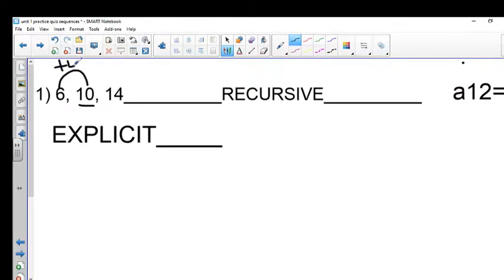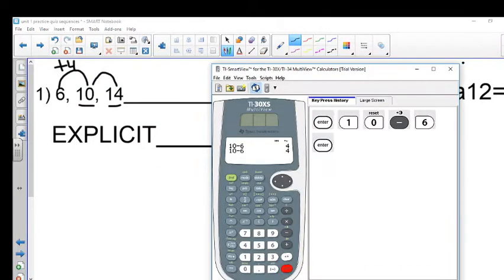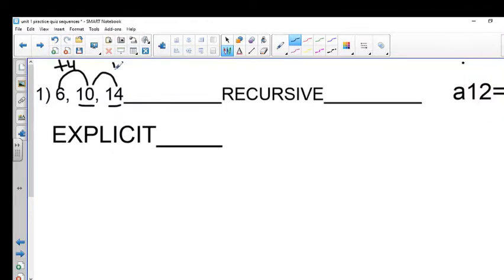Okay, but look, I don't need to stop there. I need to do the third number minus the second number and see if I got the same thing. So we do 14 minus 10. Okay, and I got a positive 4. So that tells me that I have a pattern of 4. It's going up because I got a plus 4, meaning it's going up by 4.